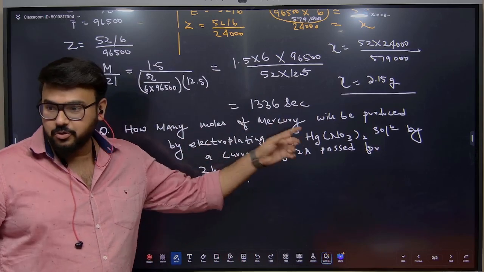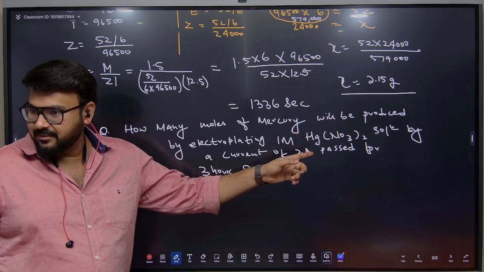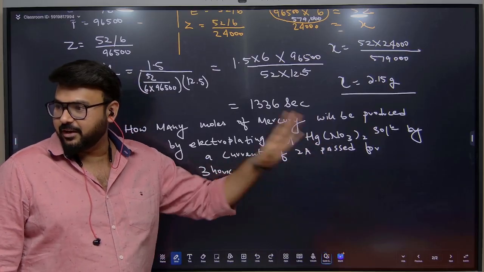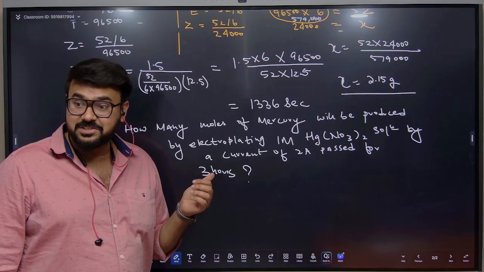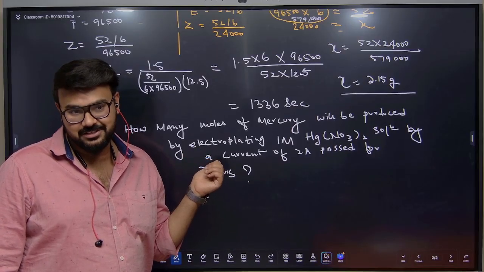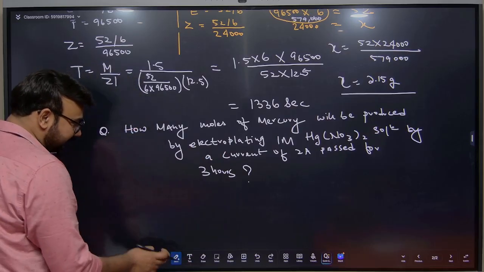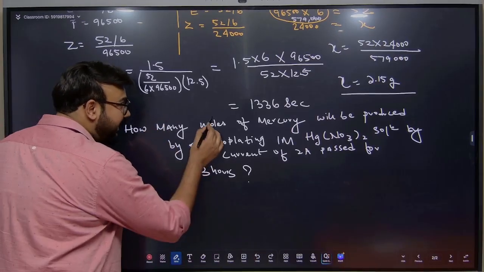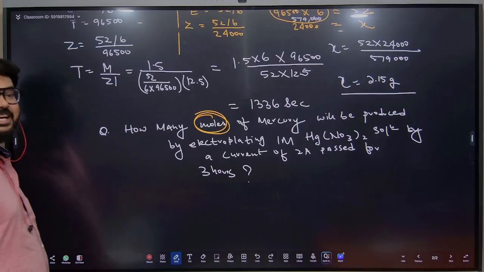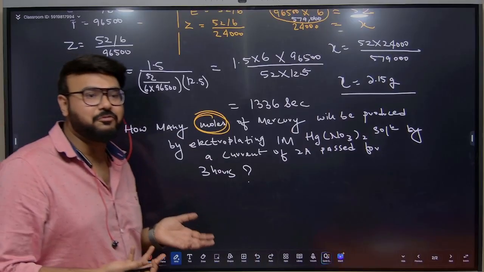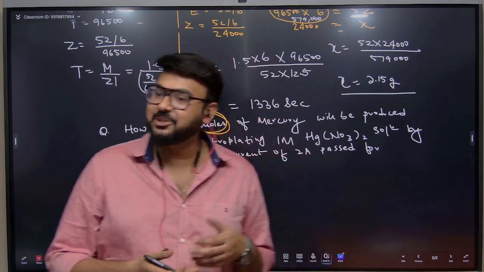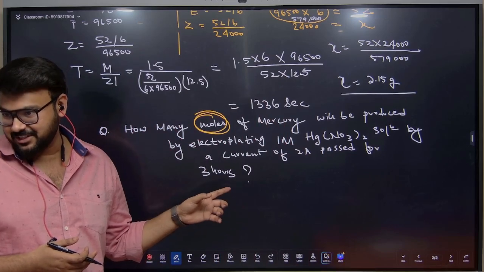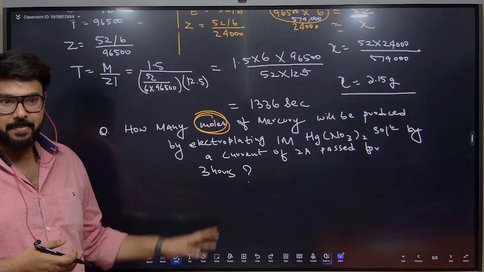Correct? And you know Z, you will find out. I is given, T is also given. Simple, right? Still, people did not get full marks in this question because they misread it as mass. They asked how many moles. They read it as mass because the default formula is m equals ZIt. They scored 2 out of 3 marks in this question. You got the point.